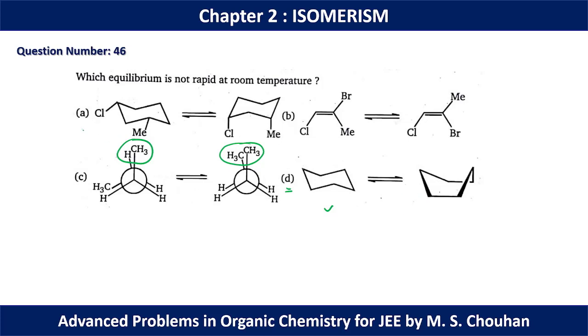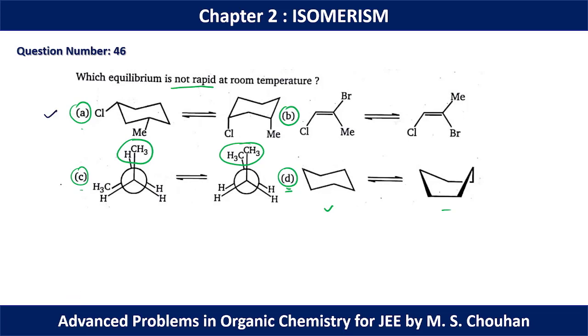So in A the product is unstable, in C the product is unstable, in D the product is unstable compared to the reagent. In molecule B there is no real difference in stability between these molecules. They are geometrical isomers obviously, but there is no real difference in their stability. That's why this can be a rapid equilibrium at room temperature. Okay, so if not rapid is in the question, then options A, C, D should be the correct option. It's not a single option correct question, because they have asked which equilibrium is not rapid.